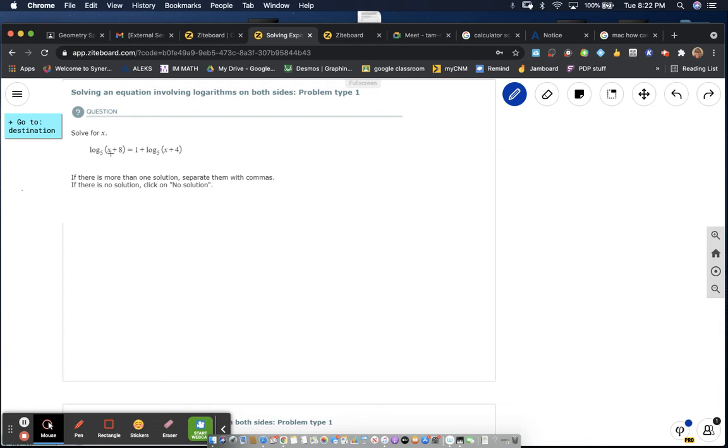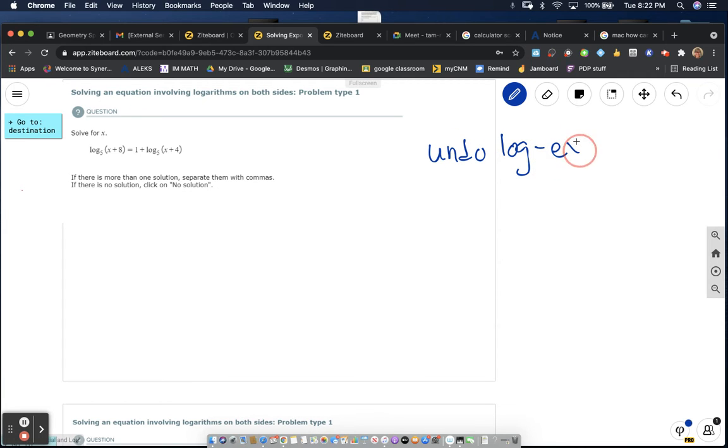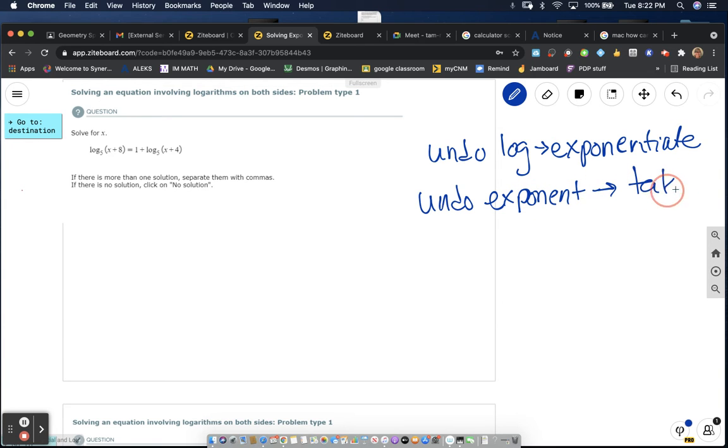Okay. So when you're solving logs, there's a couple of tricks to it. What you need to remember is to think about this. To undo a log, you exponentiate. To undo an exponent, you take the log. This will make sense in a second, but I want you to know these words. To undo the log, you exponentiate. To undo an exponent, take the log.